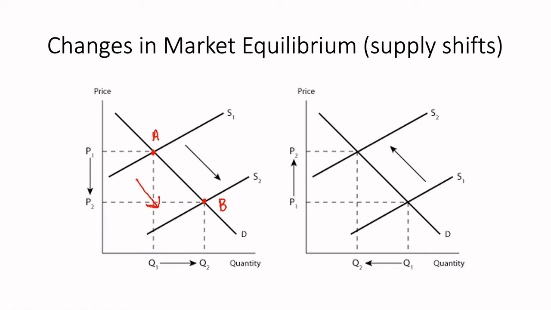This will increase the equilibrium quantity from Q1 to Q2, but will lead to a fall in the equilibrium price from P1 to P2. And similarly, the opposite is true for cases where the supply of a good falls, leading to an inward shift in the supply curve from S1 to S2.